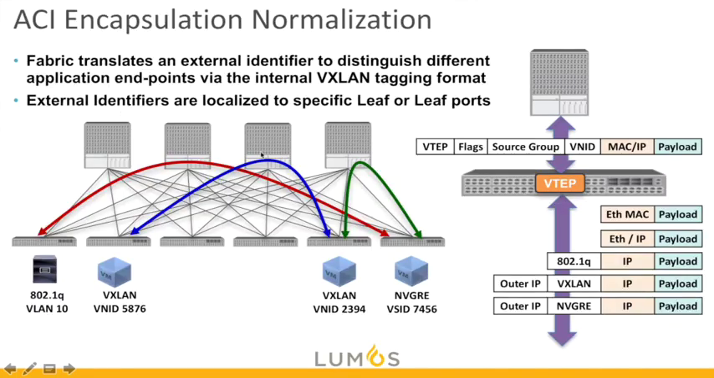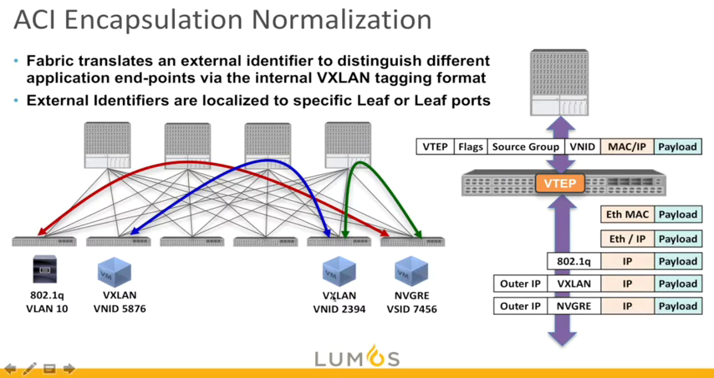So fabric fundamentals. ACI, like I mentioned before, does encapsulation normalization. So the idea is that we want ACI to be able to handle multiple types of encapsulations, because the types of encapsulations that we're dealing with on the network are increasing. So it used to be, for 20 years or so, that we would deal with VLAN encapsulation as our primary method of encapsulation. Now we've got VXLAN and possibly NVGRE, and whatever else might happen in the future, we're going to normalize that.